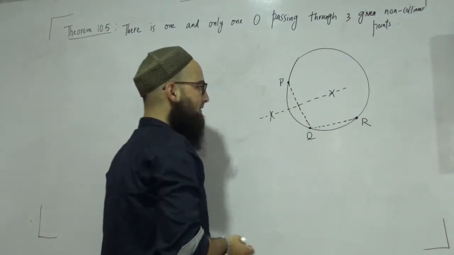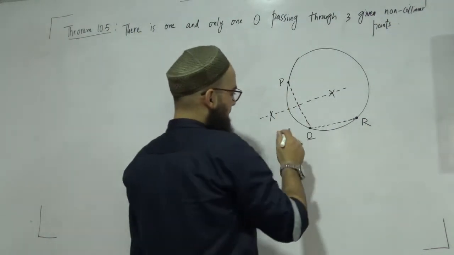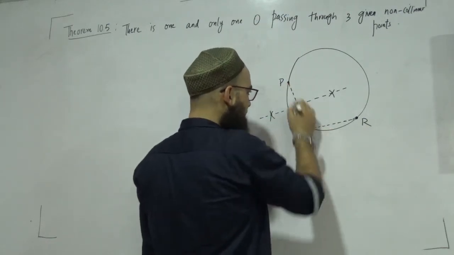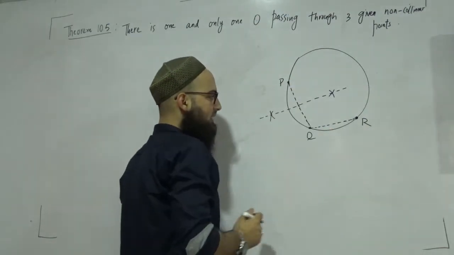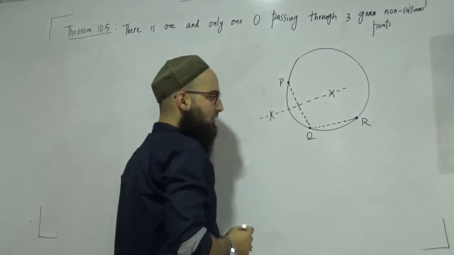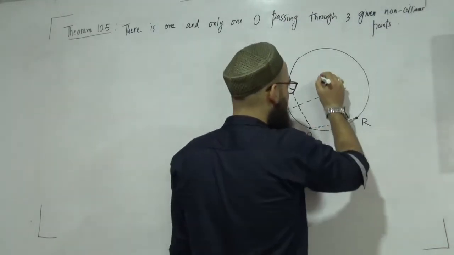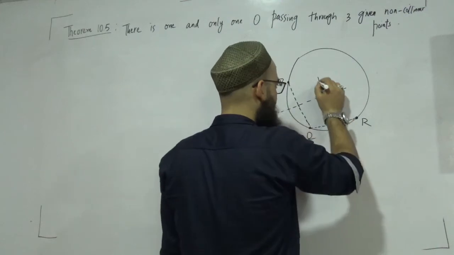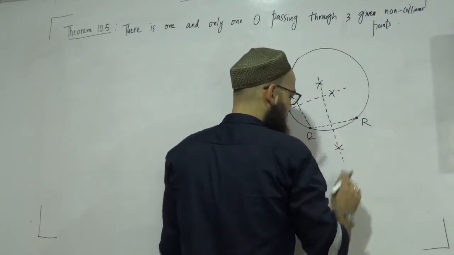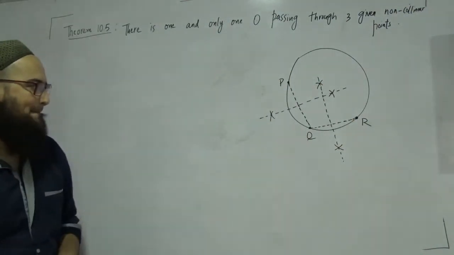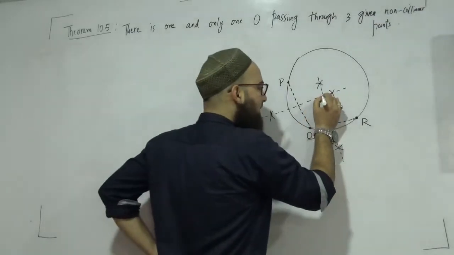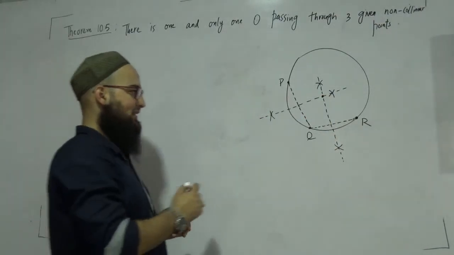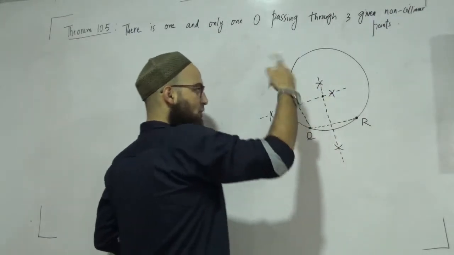You can draw it easily with your compass and pencil. So draw the perpendicular bisector like this. Similarly, draw the perpendicular bisector for QR. So it will be somewhat like this. Now, the point where these two perpendicular bisectors intersect will be the center of the circle.